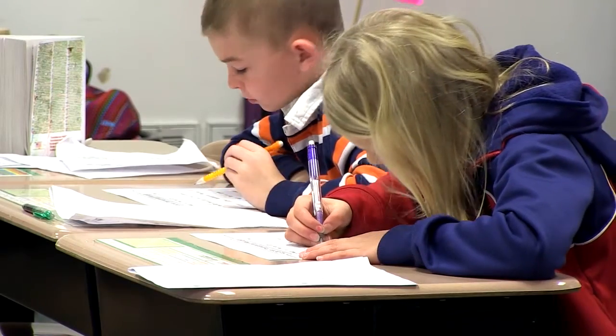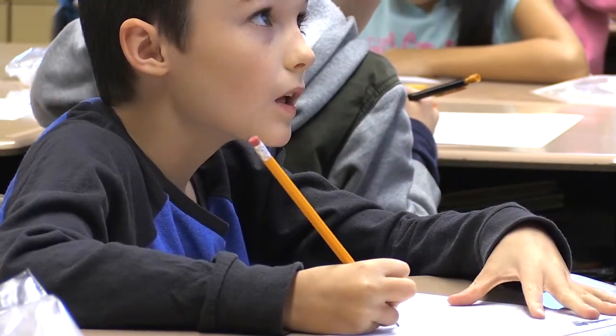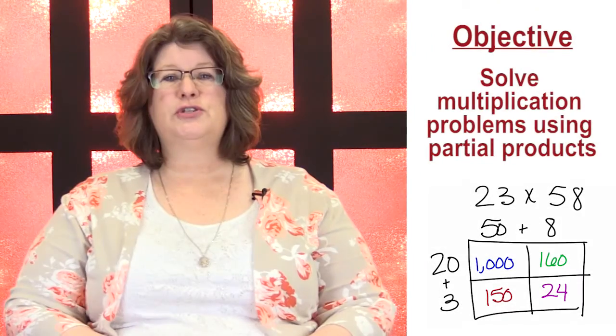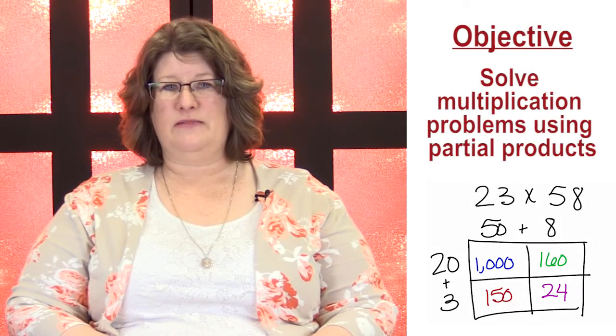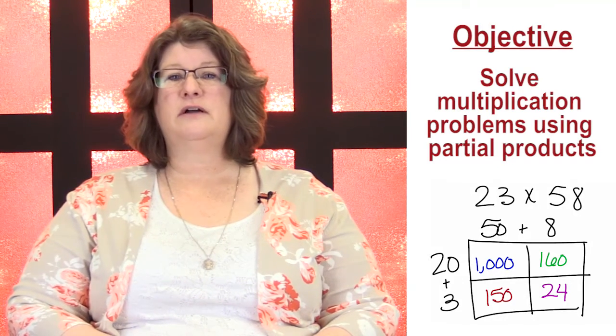Using partial products, students can use their knowledge of place value and number sense in random order to find the products to multiplication problems. Your student should be able to successfully find the product for a multiplication problem using a partial product model of their choice.